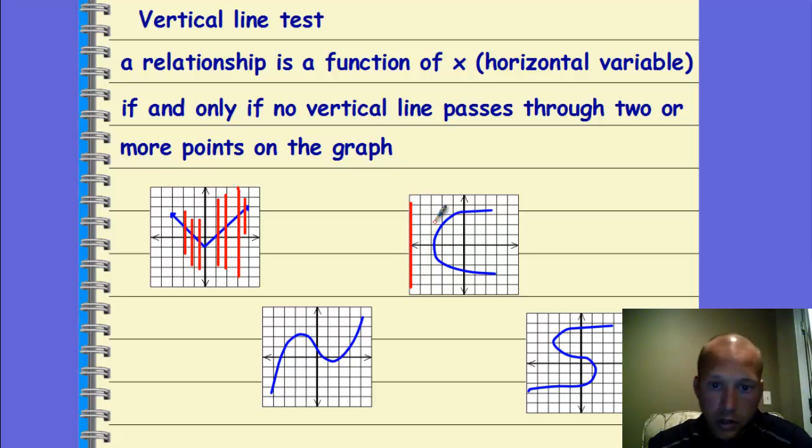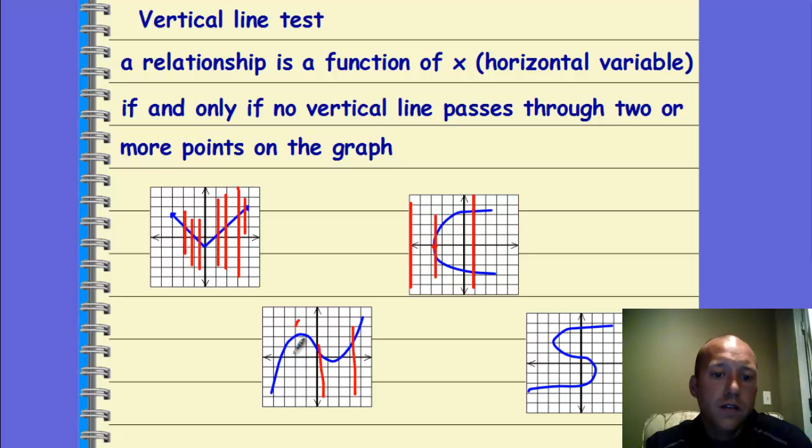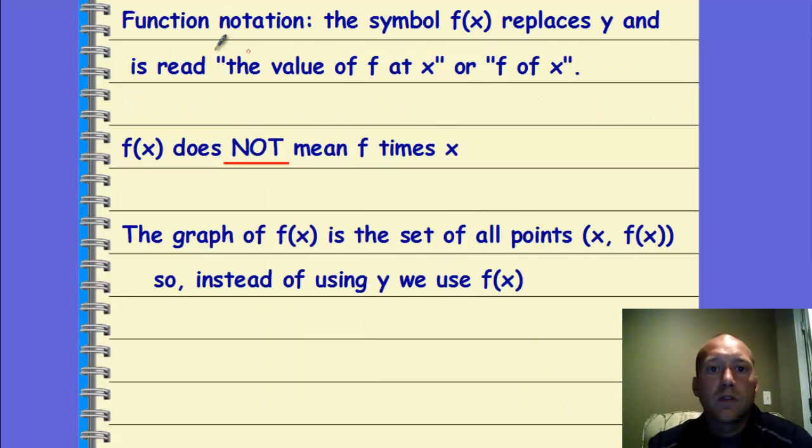So here I don't hit any points. Here I could say I can hit like 1 point if it's at the vertex over here, but here I hit 2 points. So since this one line hits 2 points, it's not a function. Here, this is a function. Every vertical line hits 1 point, and this one obviously is not a function because I hit more than 1 point.